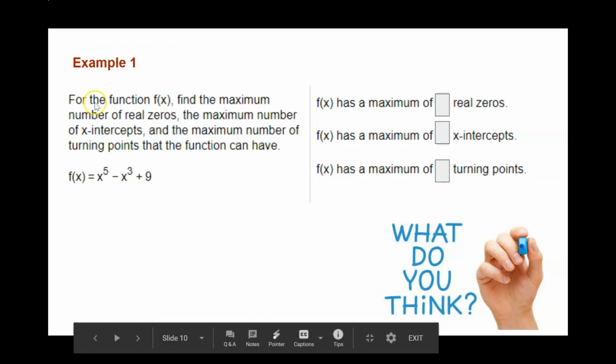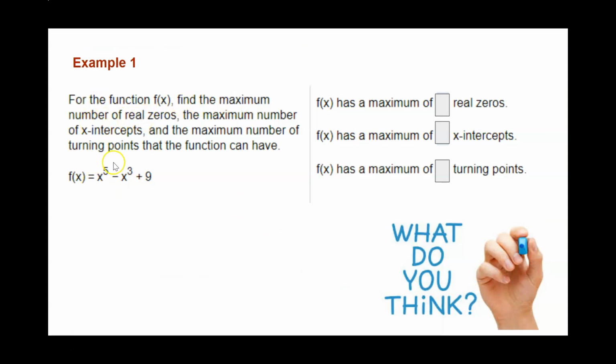So looking at this equation here, we want to find the maximum number of zeros. Again, what do we look for if we need to find out how many zeros or x-intercepts there are going to be? You look at the degree of the polynomial. So here, the maximum is going to be 5. We have 5 possible zeros for this problem.